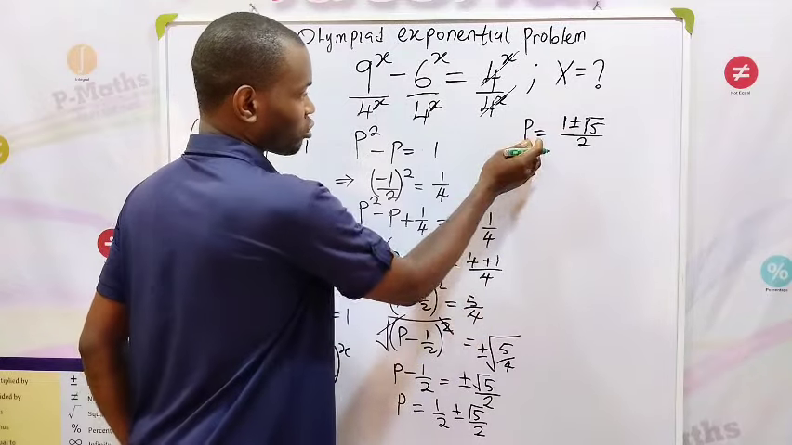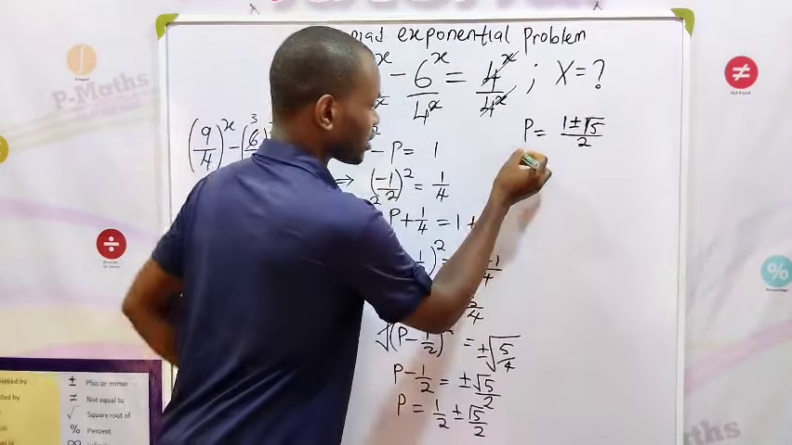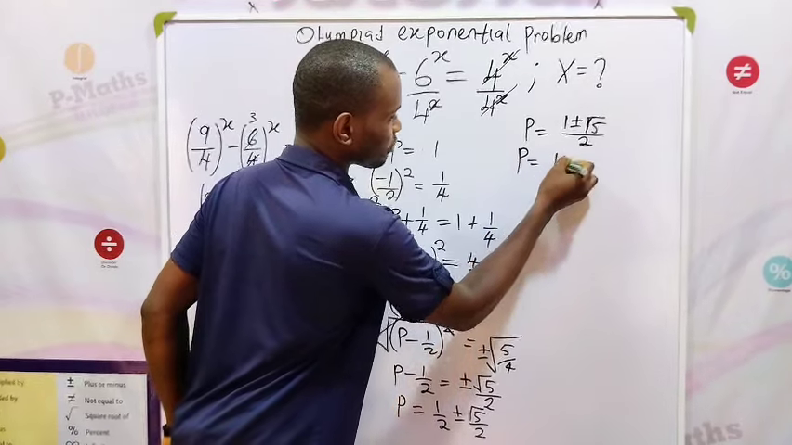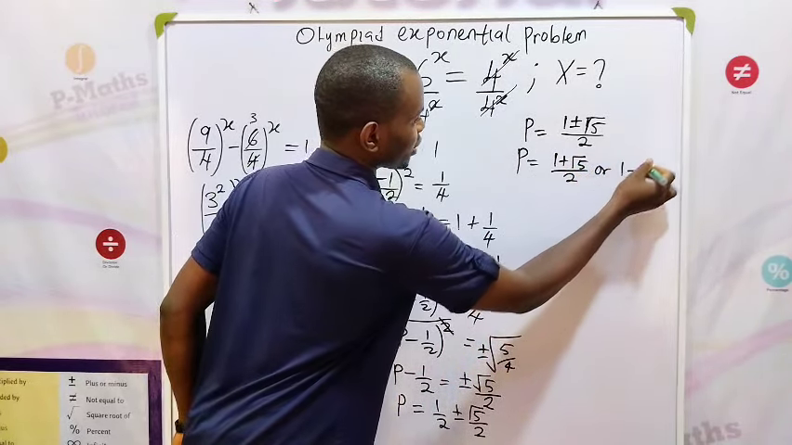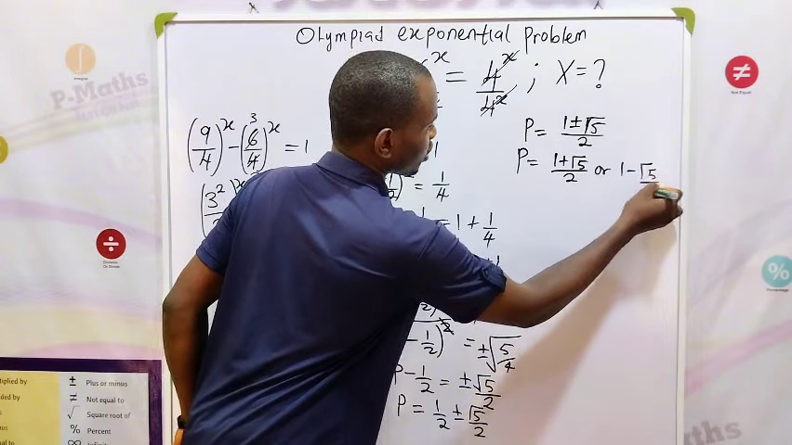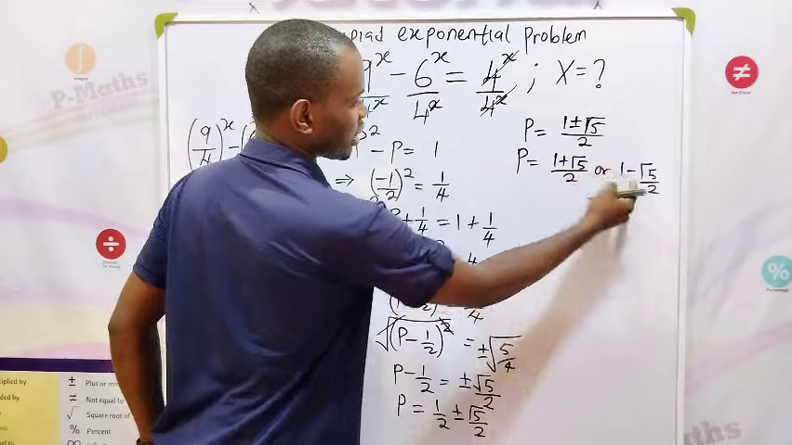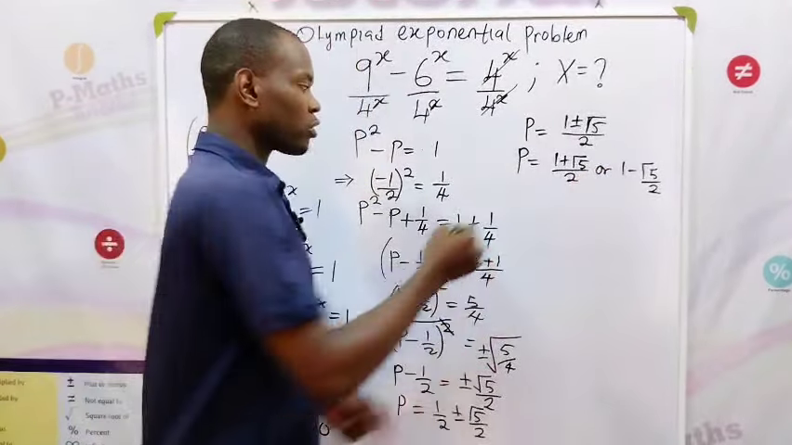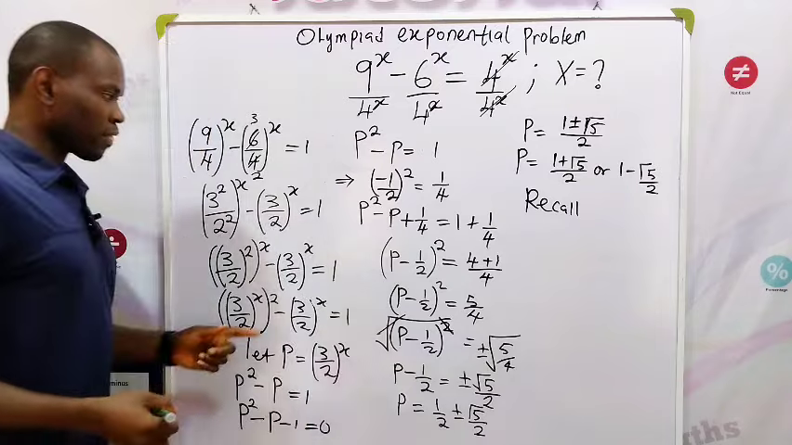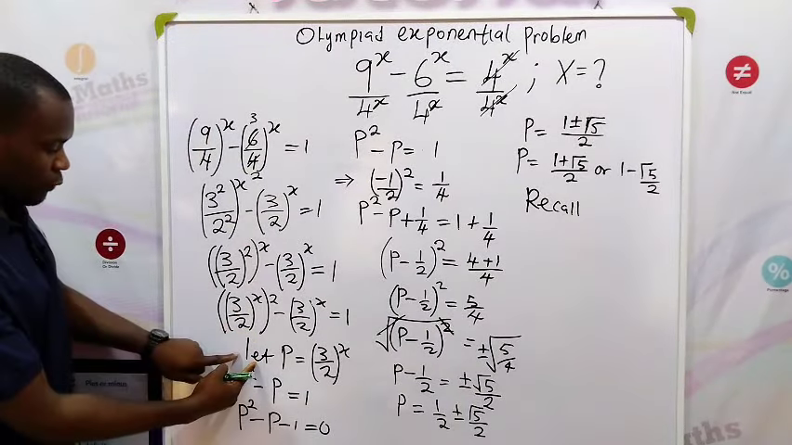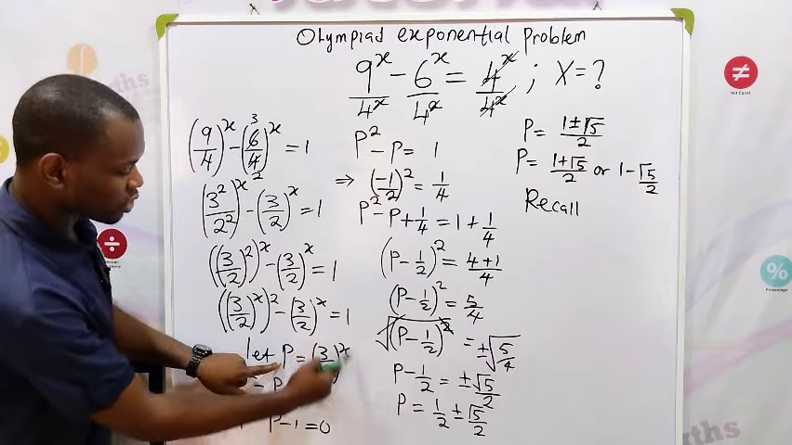So we've gotten the value of p as this, but this is meant to be 2 factors, right? So we can separate it as p is equal to 1 plus the square root of 5 over 2, or 1 minus the square root of 5 over 2. Because we have plus and minus, I split it into this and this. So at this point, we are going to recall that we said let p be this. So anywhere you have p, you put this expression.